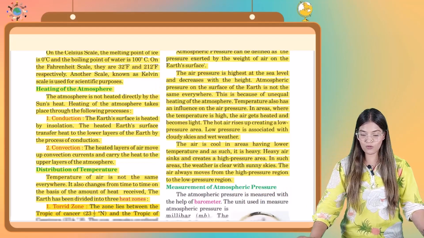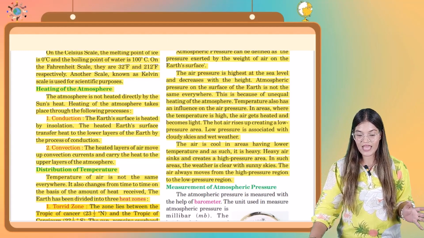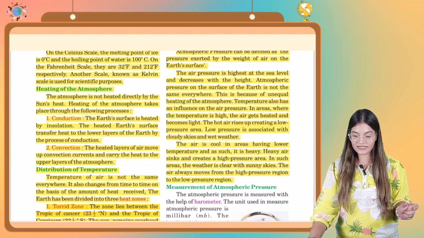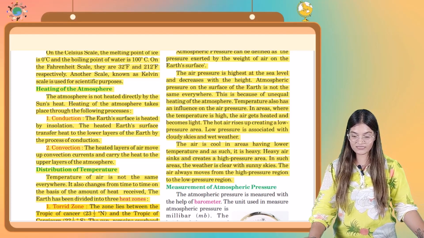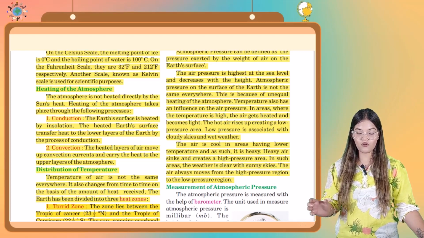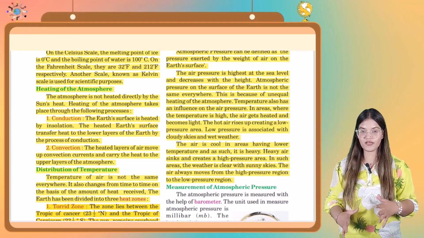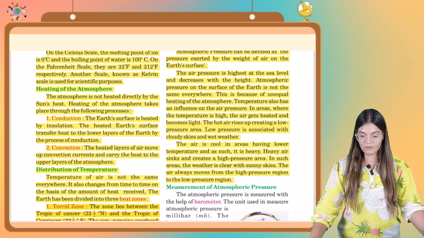The air is cool in areas having lower temperature and as such it is heavy. Heavy air sinks and creates a high pressure area. In such areas, the weather is clear with sunny skies. The air always moves from the high pressure region to the low pressure region. काफी ज्यादा मूव रहता है हाई प्रेशर से लेके लो प्रेशर तक, राइट स्टूडेंट्स. नाउ मूव टू द नेक्स्ट पैराग्राफ.